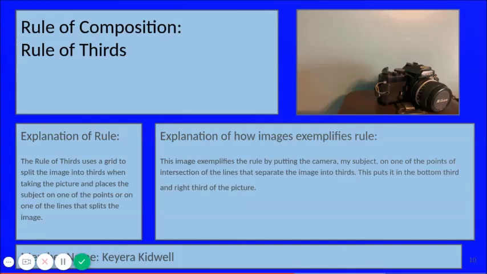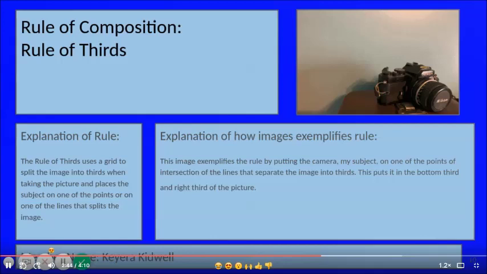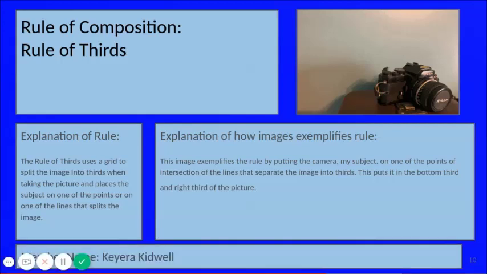My second rule is the rule of thirds. The rule of thirds uses a grid to split the image into thirds when taking a picture and places the subject on one of the points or one of the lines that splits the image. This image exemplifies the rule of thirds by putting the camera and my subject on one of the points of intersections of the lines that separate the image into thirds. This puts it in the bottom third and the right third of the picture.